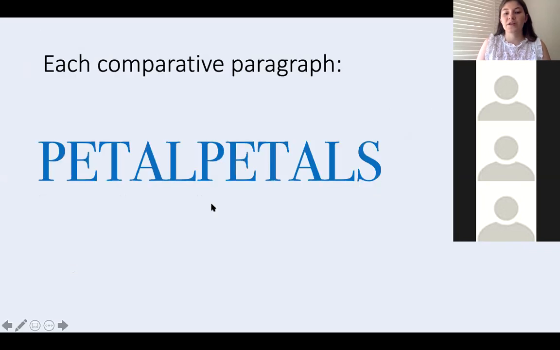Right, so once I know what I'm going to do, I can start looking at how I'm going to structure each paragraph, which is petal petals. Now, some of you might have heard that. Definitely anyone who has been in my class has heard that before. But for those of you who haven't, I'm going to go through what each letter means. But this is just a way to remember how you are going to organize your paragraphs. Each paragraph needs to be petal petals. That's not 2 paragraphs, that's 1 paragraph, okay?